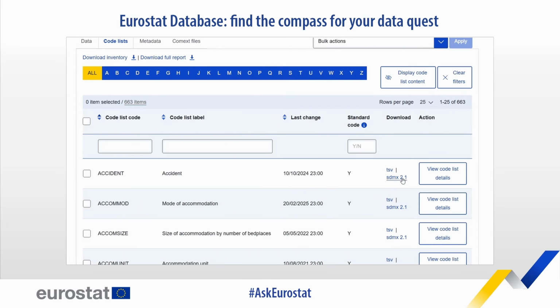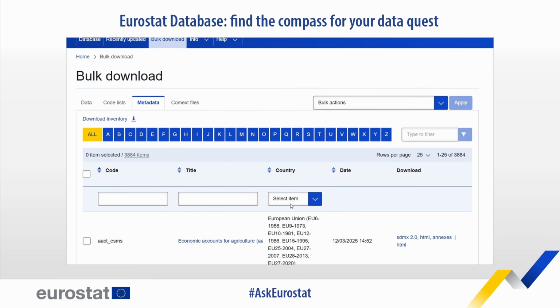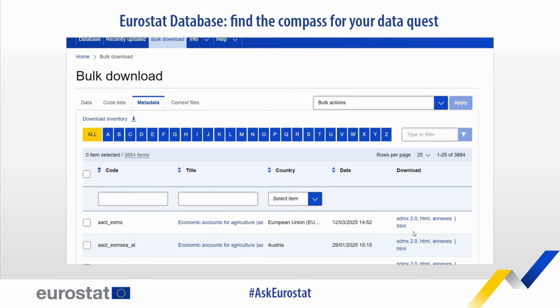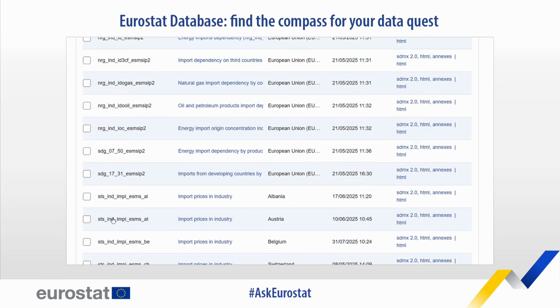And since there is no data without metadata, we can also download all metadata directly from this page. We can download the full folder containing metadata and annexes or open the metadata webpage directly. We can search metadata alphabetically by entering the dataset code, if we know it, or by typing part of the title. For instance, if I type import, I'll get metadata for datasets from energy domain or short-term business statistics, STS data collections.